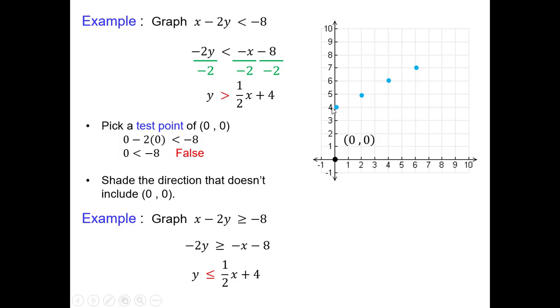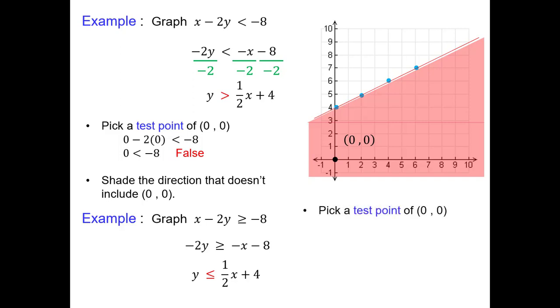That means that we're first of all going to draw a solid line because it says equal to, and now we're going to be shading less than the line. Think of it as the hill, and we're going to be shading below the hill. So this is our solution set.